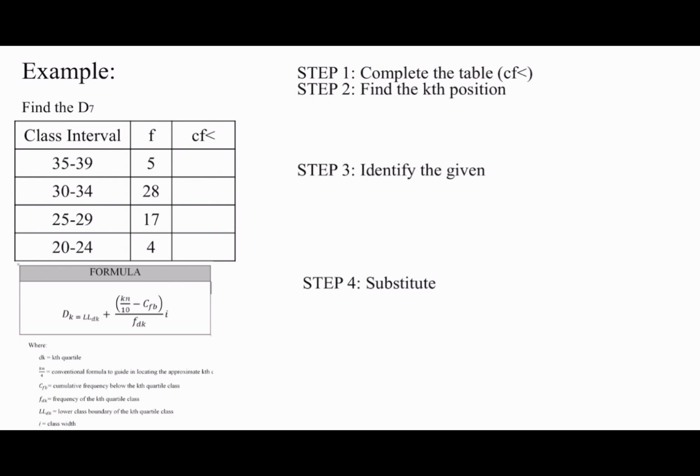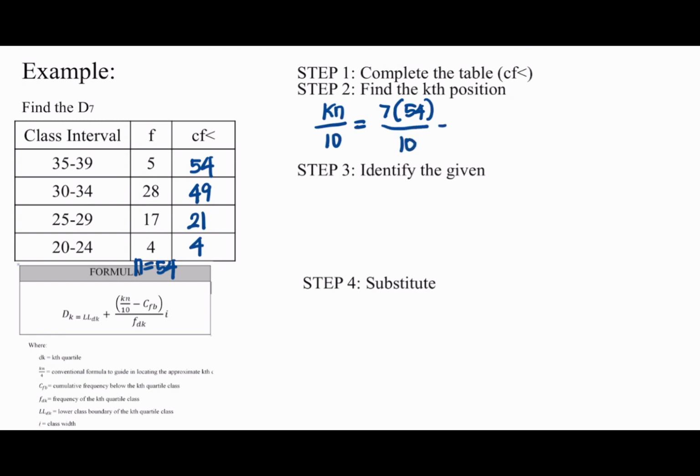To do that, we will complete the table. 4 plus 17 is 21, plus 28 is 49, plus 5 is 54, which is also equal to your n, which is 54. Now, let's find the kth position. To look for the kth position, always use the formula Kn over 10. For D sub 7, it is 7 times n, which is 54, divided by 10.